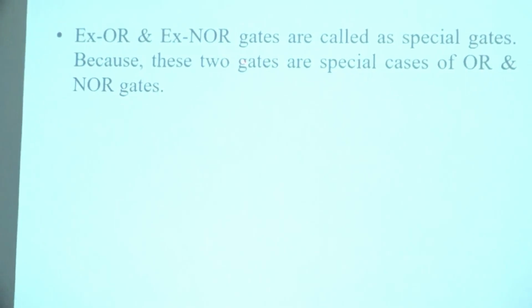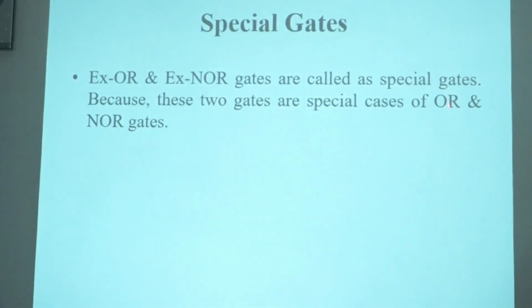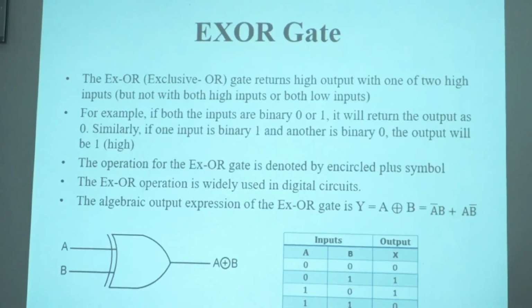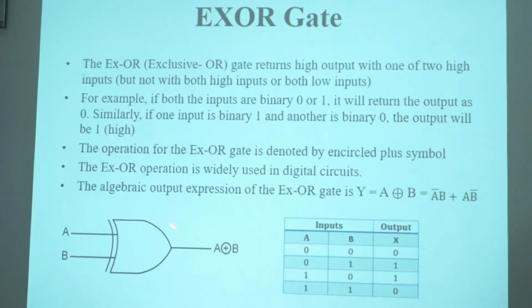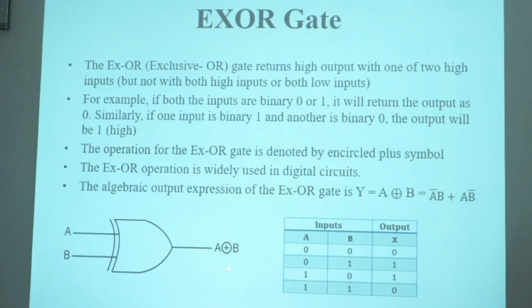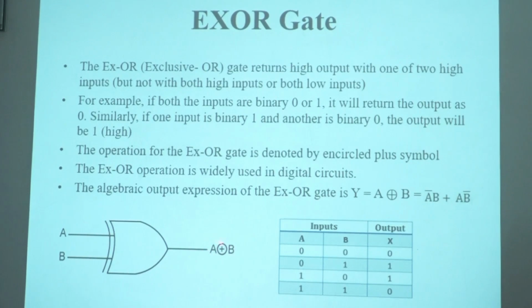These XOR and XNOR gates are called special gates because these two gates are special cases of OR and NOR. Now when we look at this particular symbol, it is a bit different. We have an encircled plus symbol to represent our XOR gate. Please make a note of this: an encircled plus symbol represents XOR. So this is A XOR B. The exclusive OR gate returns high output.